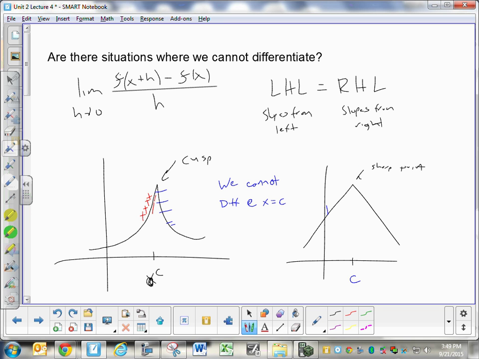And right here at this sharp point, we have positive, positive, positive, and consistent slopes. These are all negative, negative, negative, negative. Okay? So since they're all approaching different values right at the sharp point, we cannot differentiate at that sharp point. Okay? So that's good to know.